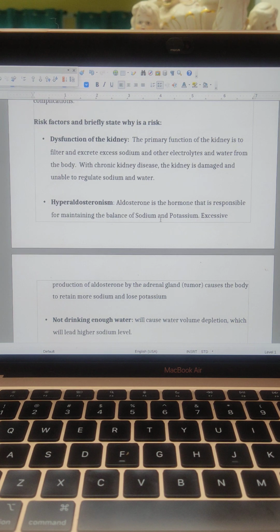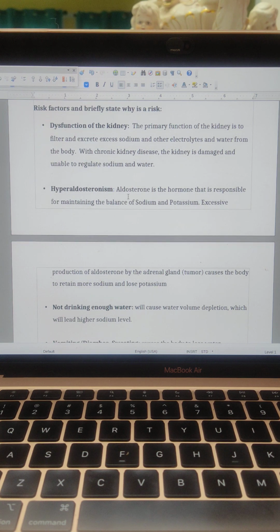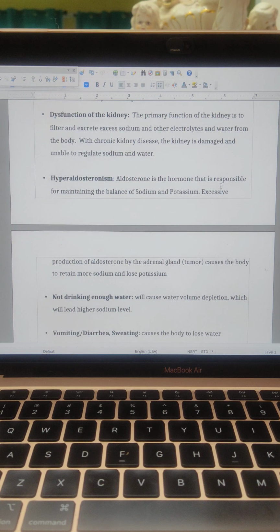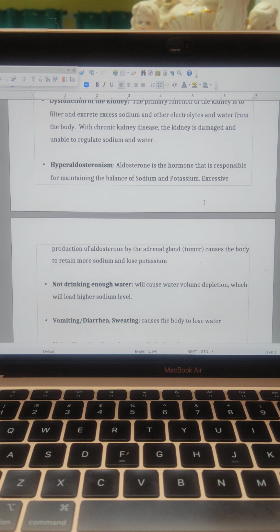Hyperaldosteronism is also another risk factor. Aldosterone is the hormone that is responsible for maintaining the balance of sodium and potassium. So too much production of aldosterone by the adrenal glands will cause the body to retain more sodium and lose potassium. So this can be caused by a tumor on the adrenal glands.